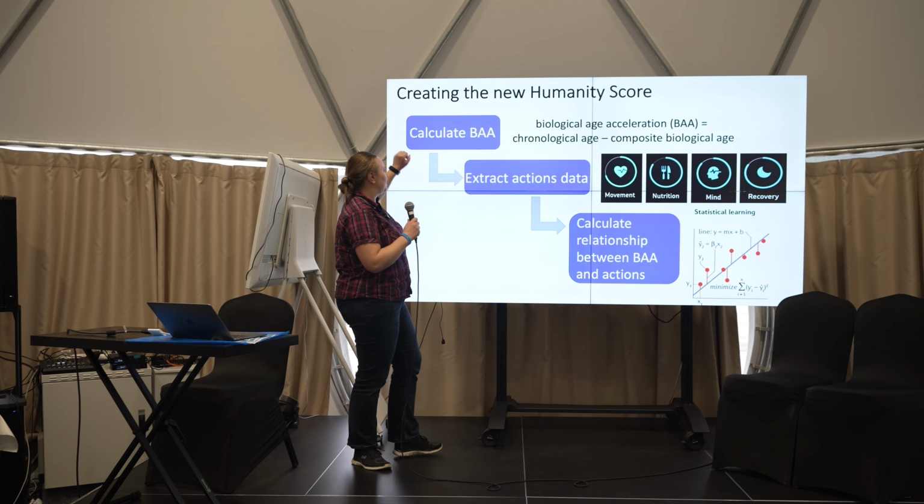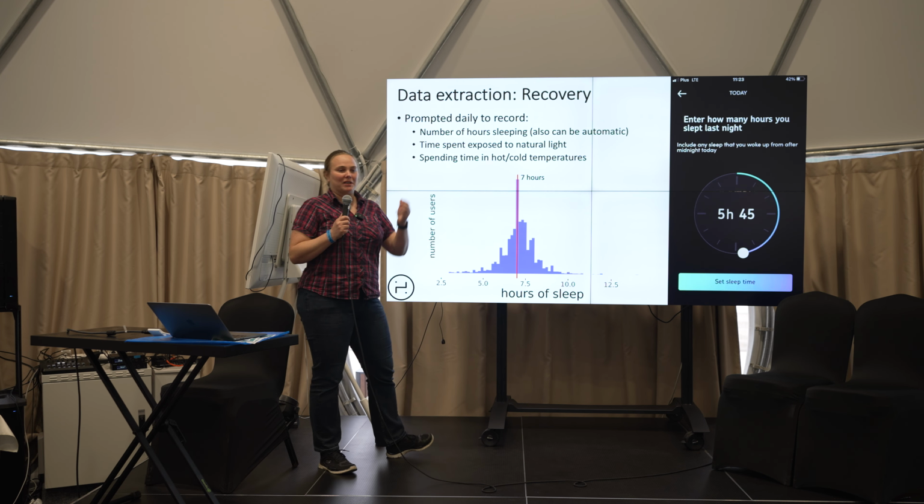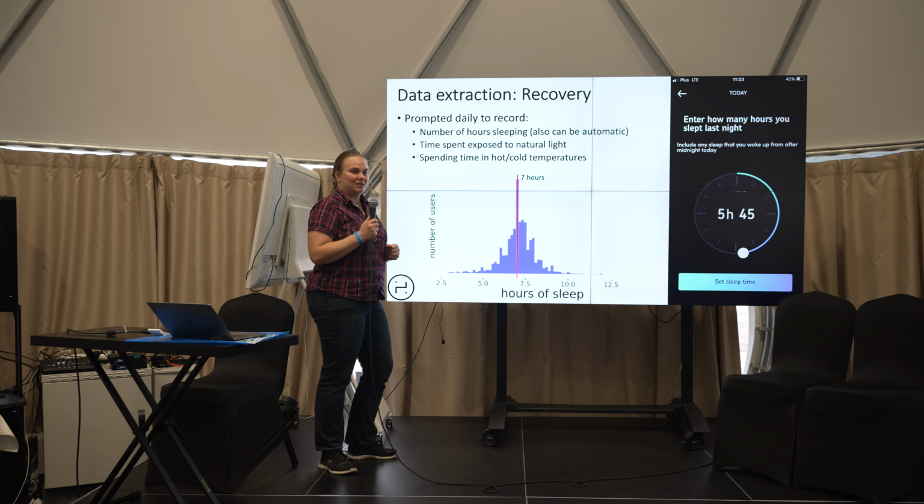As far as recovery is concerned, we prompt users to daily record the number of hours they slept, or it can also be automatically extracted from the app that you connected with our app. And we see here that, so this is 7 hours, but on average the users sleep a bit longer than 7 hours, which is probably good, but they do say that optimal sleep is between 7 and 8 hours. Here we also record time spent exposed to natural light, so just not being in a room like this, but rather being at the amphitheater and in the open space.